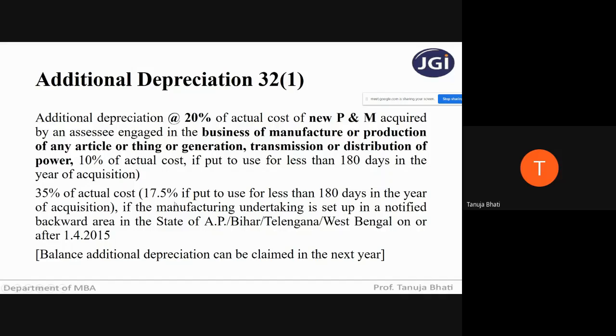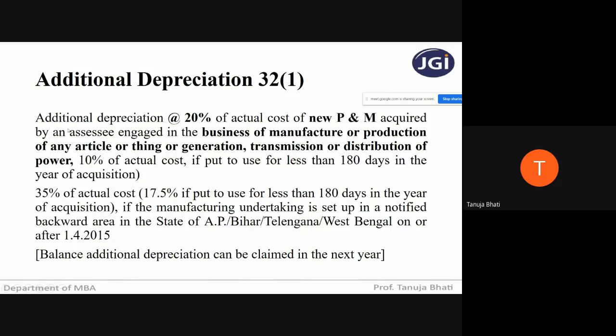And the balance depreciation. Balance means he is eligible for additional depreciation of 35%. Since he used it for less than 180 days, for that particular financial year, he can claim only 17.5%, and the balance 17.5% he can claim in the next year. So this is all about additional depreciation.